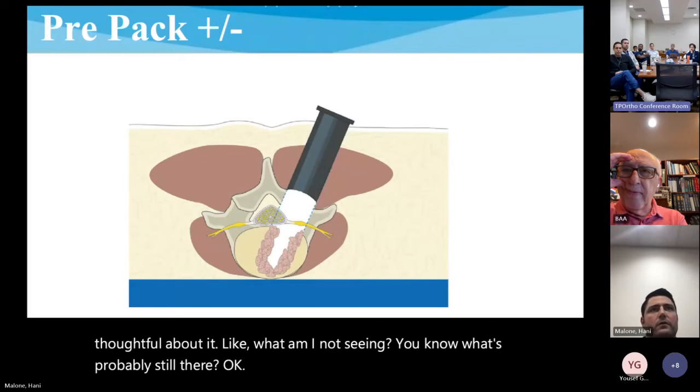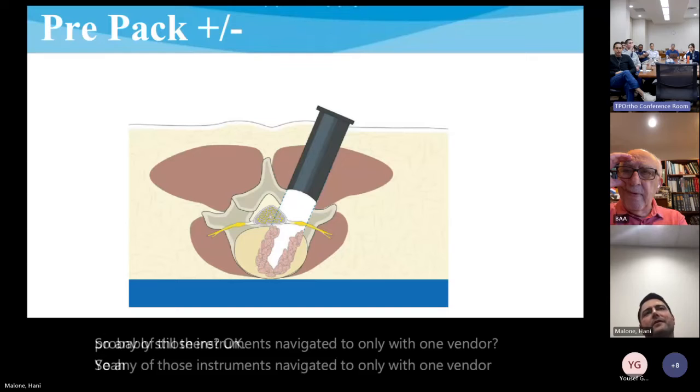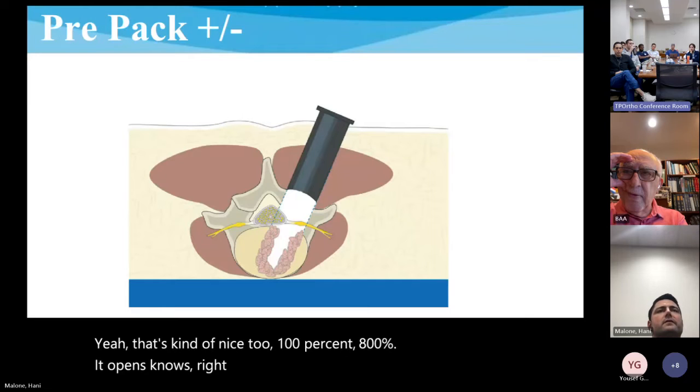Are any of those instruments navigated too? Like you're right, only with one vendor. Okay. Yeah, that's kind of nice too. 100%. I would even say just even an open TLIF, right? Yeah, I mean, you're not sure how far across you are, how deep you are.